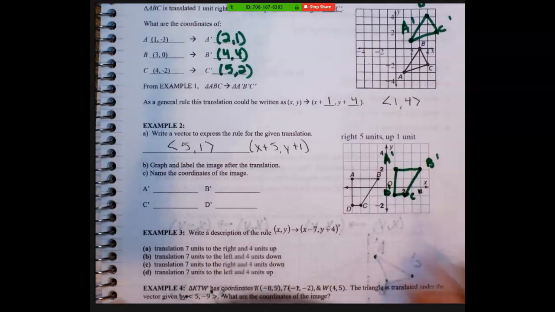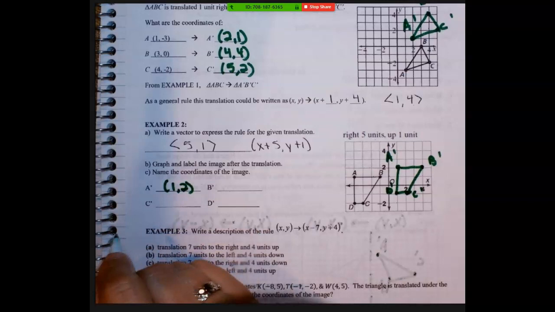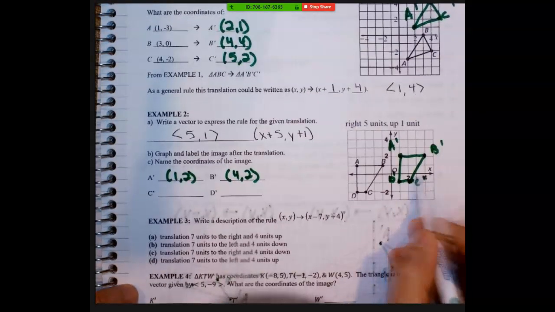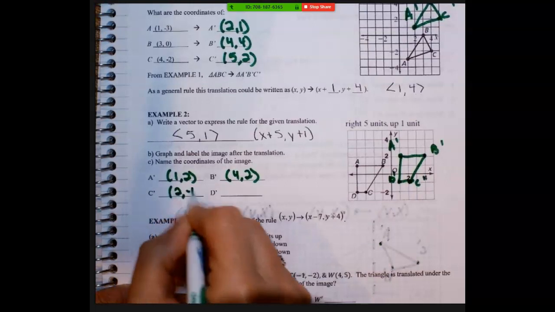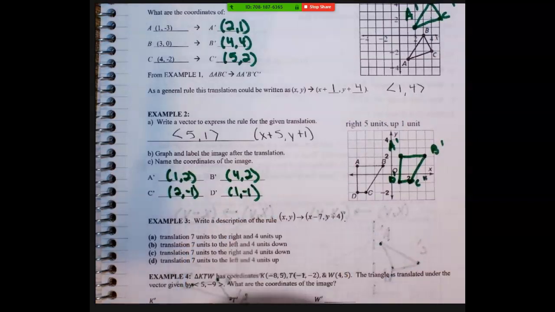So here A was 1, 2. B became the point 4, 2. C is the point 2, negative 1. And D is the point 1, negative 1. Sorry, it looks like that marker's bleeding through a little bit on there.